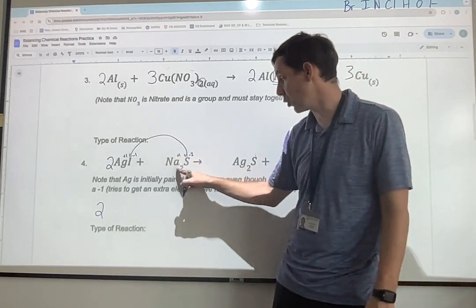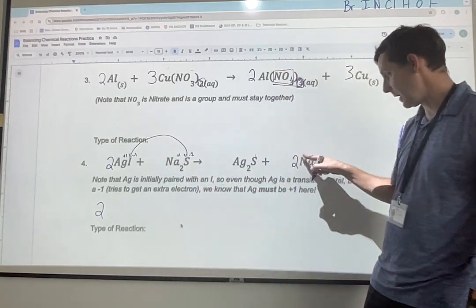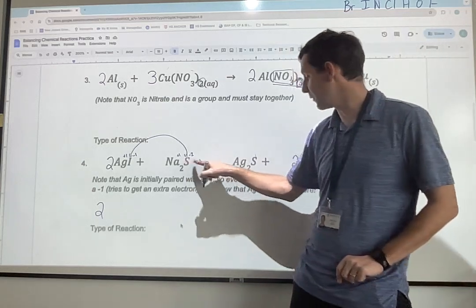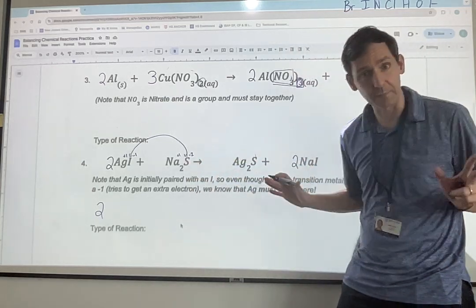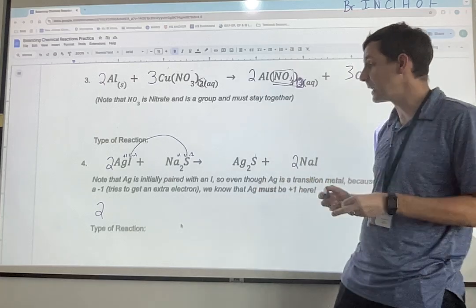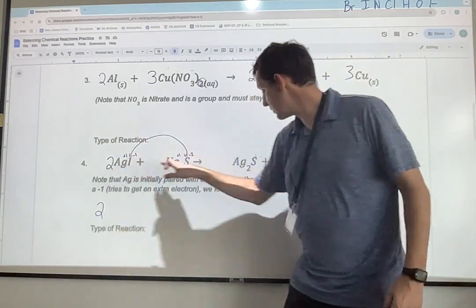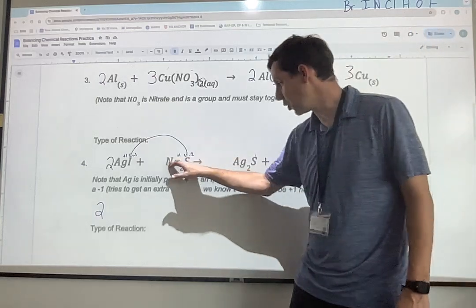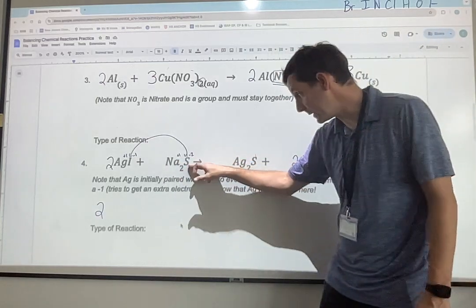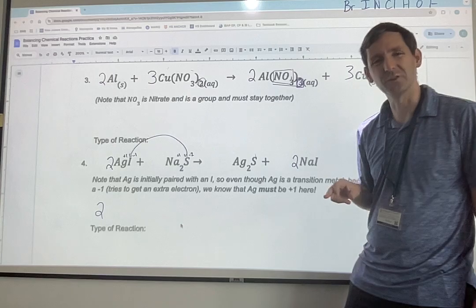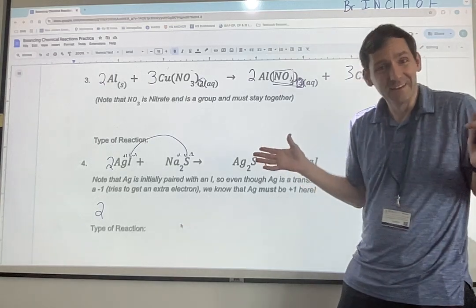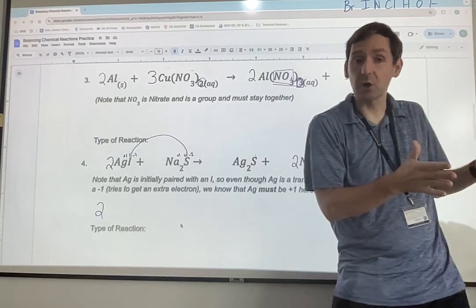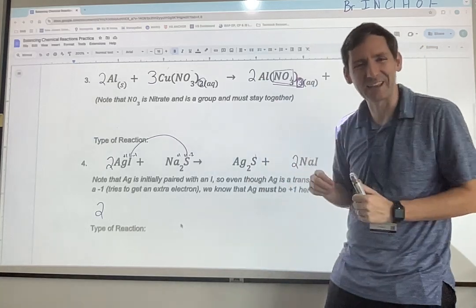I have 2 sodiums there, which is okay because I got 2 sodiums here. That's already balanced. And then I see 1 sulfur there, and I see 1 sulfur here, so that's already balanced. Okay, we can go through and double check, but it looks like 2 silver, 2 silver, 2 iodine, 2 iodine, 2 sodium, 2 sodium, 1 sulfur, 1 sulfur. Everything's balanced. That's it. So just look at one at a time, and then when you finish, always double check. Go back and make sure that you don't need to add anything else in.